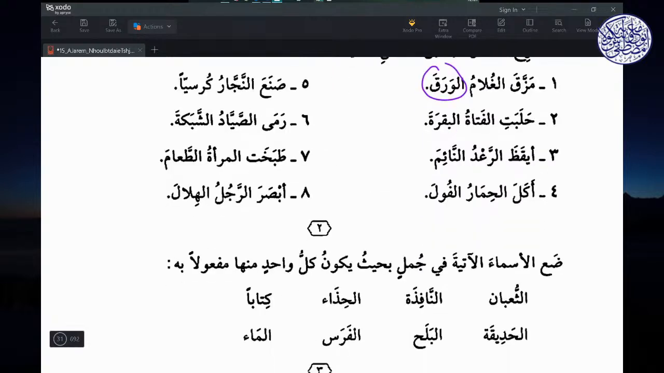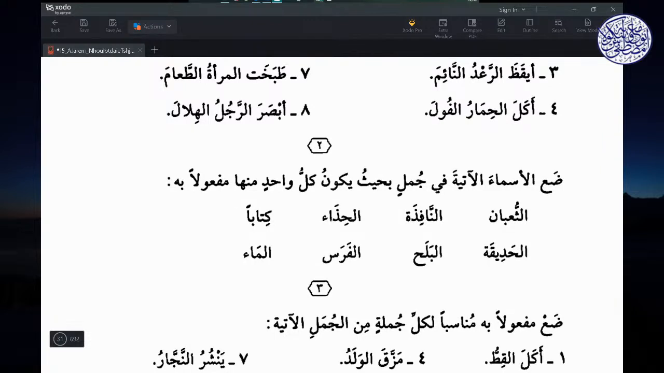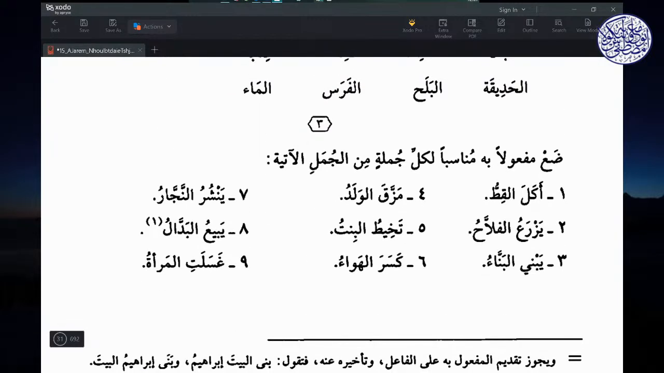Likewise for the rest of them. ضع الأسماء الآتية في جملة بحيث يكون كل واحد منها مفعول به. So all of these need to be made into a مفعول به. You need to put them with a sentence. In order to have a مفعول به, you have to have a فعل, a فاعل, and a مفعول به. طيب. ضع مفعول به مناسبا لكل جملة من الجملة الآتية. These all sentences need a مفعول به. We have a فاعل and we have a fi'l. Now we need a مفعول به.